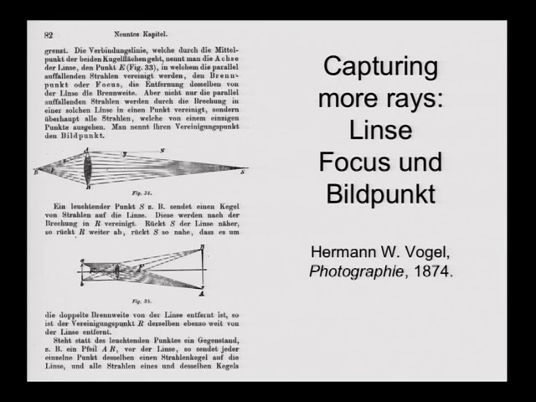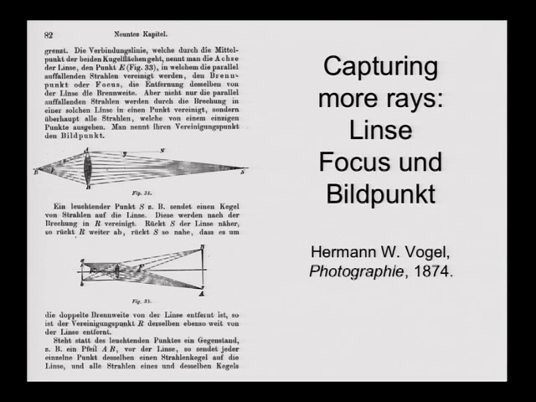You find lots of illustrations of this concept of imaging in the early photography literature. For example, this one by Hermann Vogel, who wrote a really nice book on photography, 1874, about the chemical action of light in photography. And he's got good lens descriptions and so on.